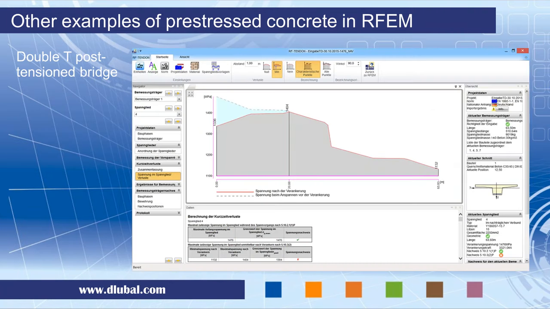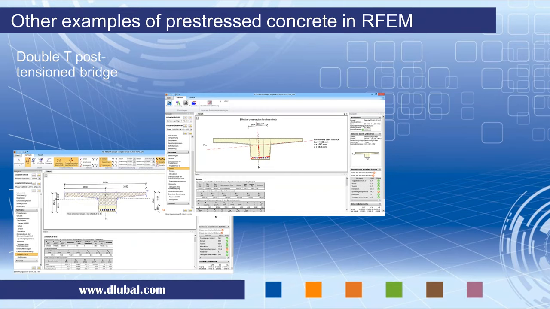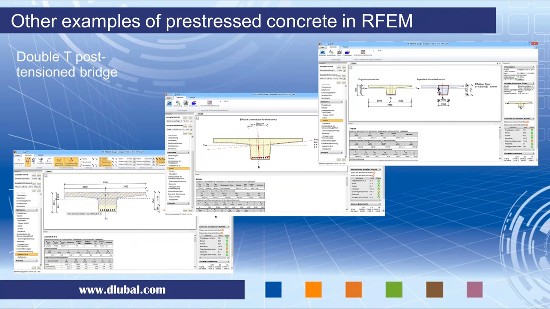Of course, as you might have seen in the previous picture, we designed the tendons. We designed the tendons and calculated losses and all other checks. You can see the checks in RF-TENDON Design. First was a flexure check, then shear, and also the torsion check. I haven't mentioned that this equivalent thin-walled section is calculated automatically.